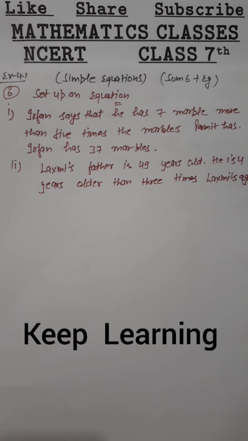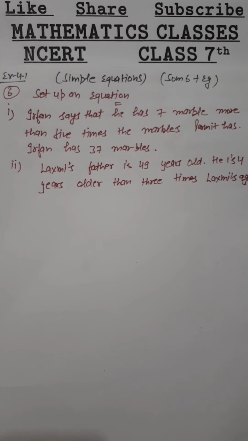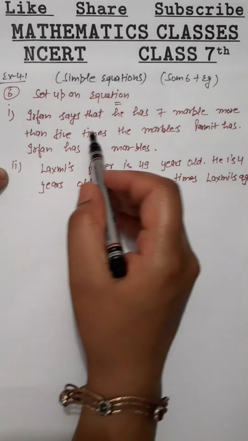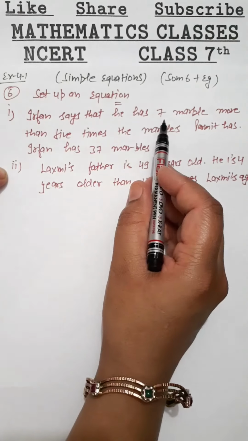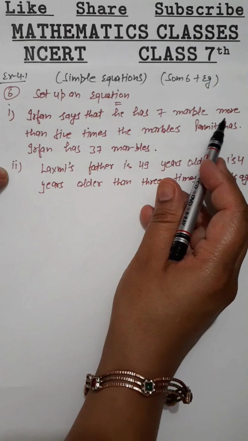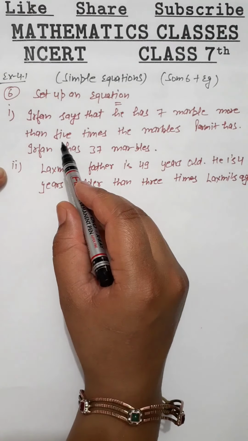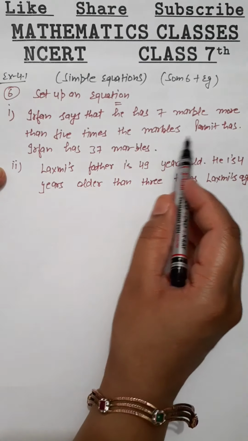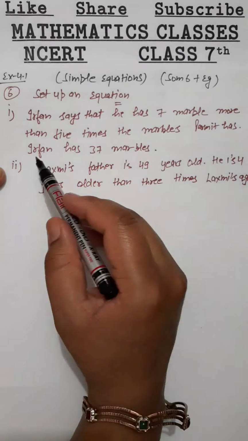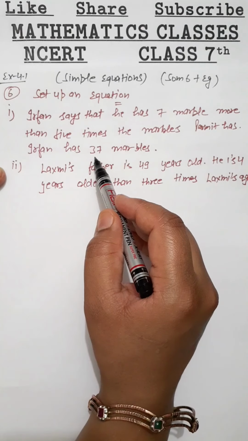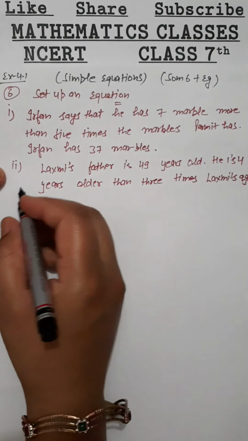Hello student, right now we do exercise 4.1, chapter 4, simple equations of class 7th, sum 6 plus examples of this exercise. The statement is on your screen. Irfan says that he has 7 marbles more than 5 times the marbles Parmeet has. Irfan has how many marbles? 37.